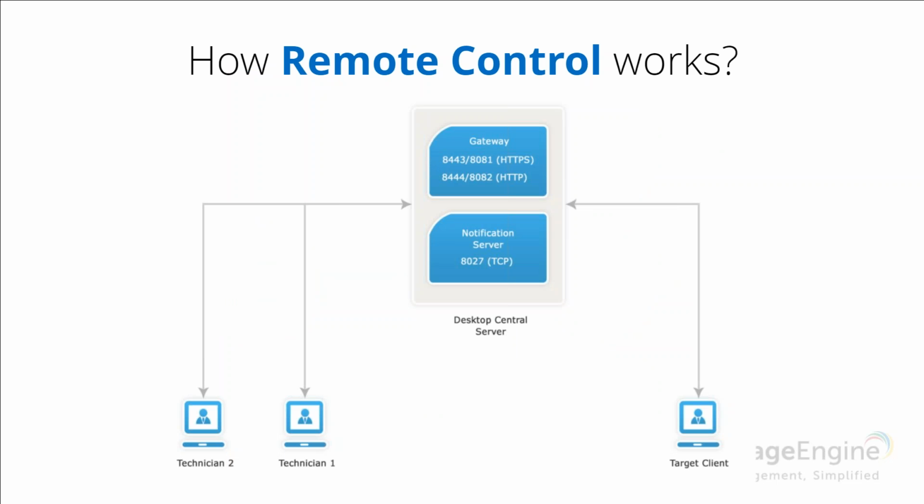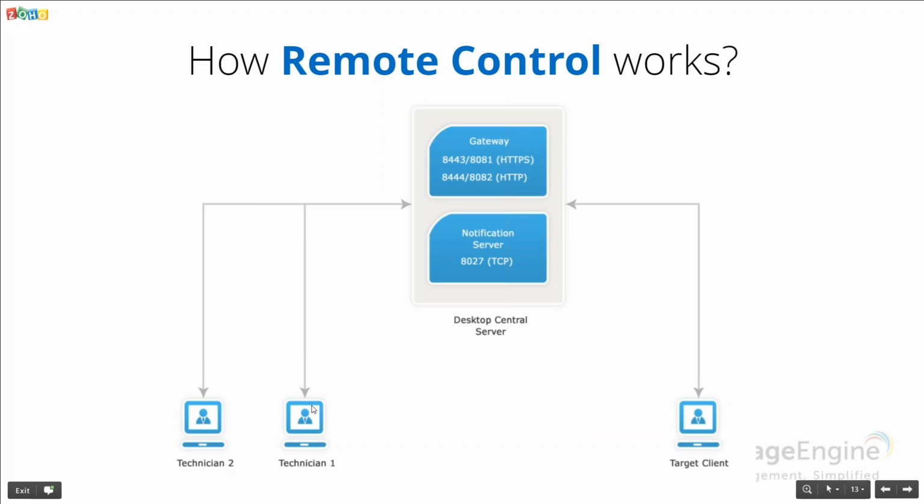The next is how remote control works. So how does it really work on the back end? What happens there? Once the technician logs in to Desktop Central, when he goes to Tools, as soon as he clicks on Connect, on any machine which you would like to take remote control of, let's say technician 1 clicks on Connect, what happens?